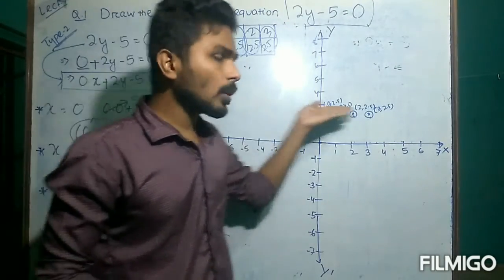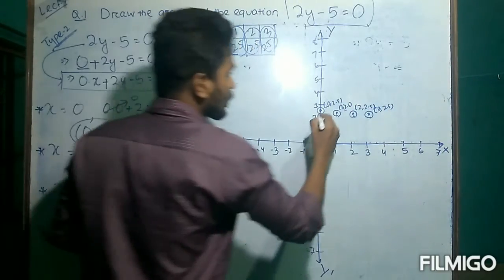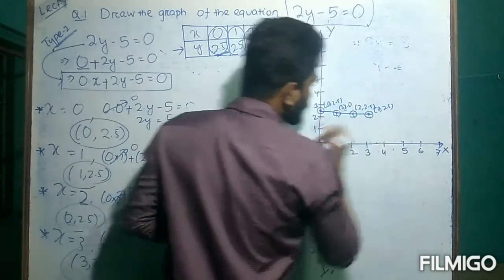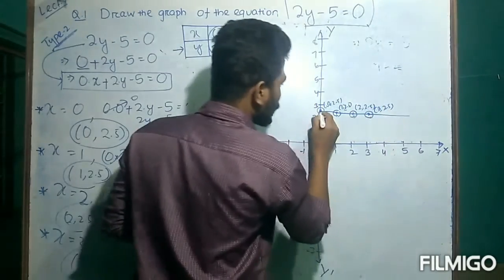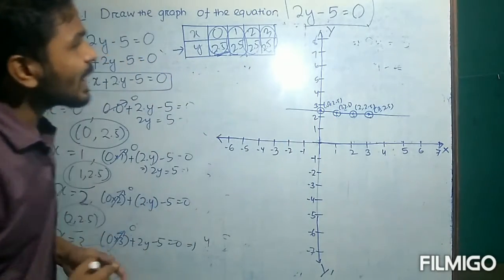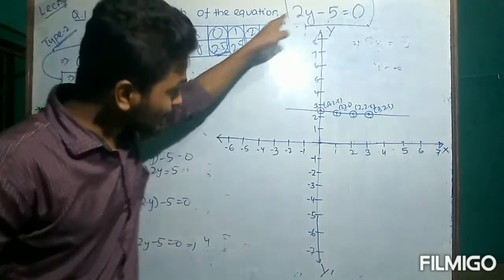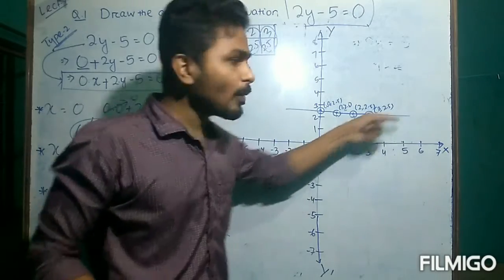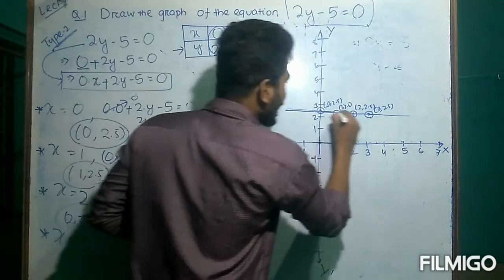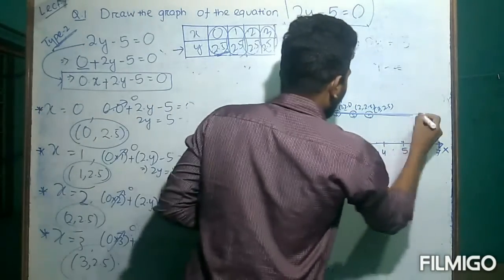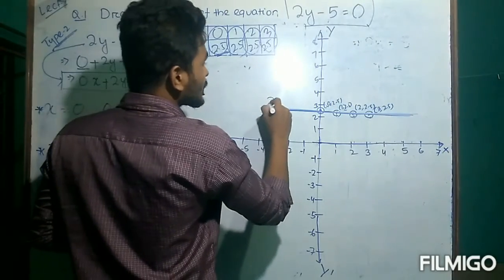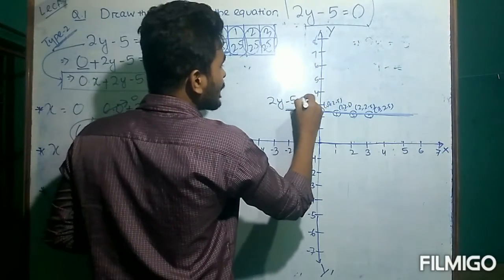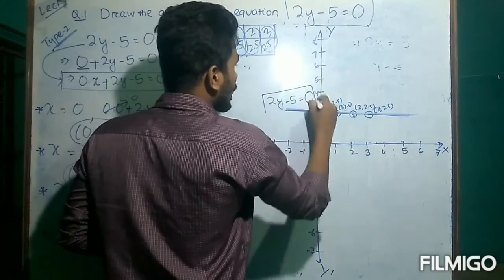The next task is to join all these points. Okay, so let's join them. You can extend them in both directions. Okay, hence our linear equation has been converted into graphical form, and the graphical form is what? It is a straight line. So this straight line represents the equation 2y minus 5 is equal to 0. Understood?